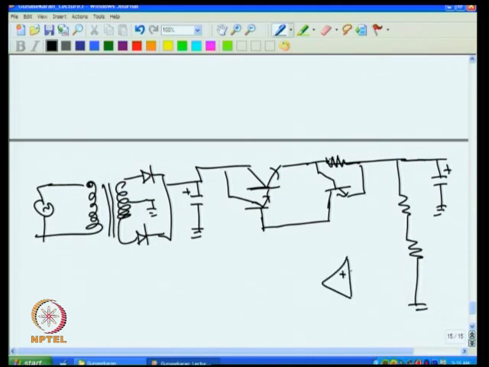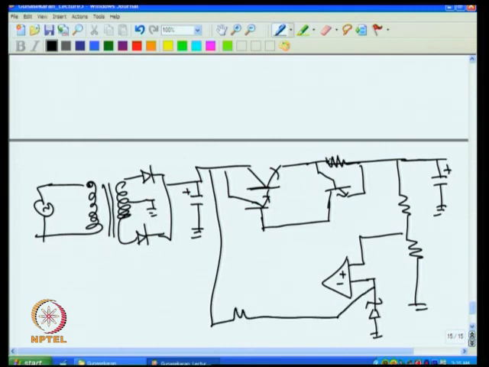Here is the change. We give now to the plus input this, and then to the minus input I give the reference Z0. Then the supply for this op amp cannot come from this 100 volt, because an op amp cannot take a 100 volt supply. So I put one more rectifier and filter, and this ground is the same as this ground.